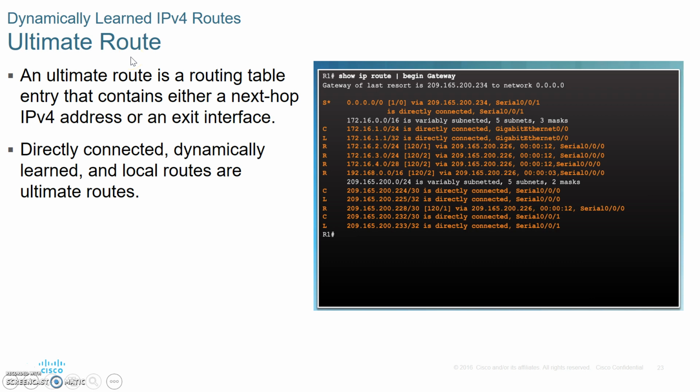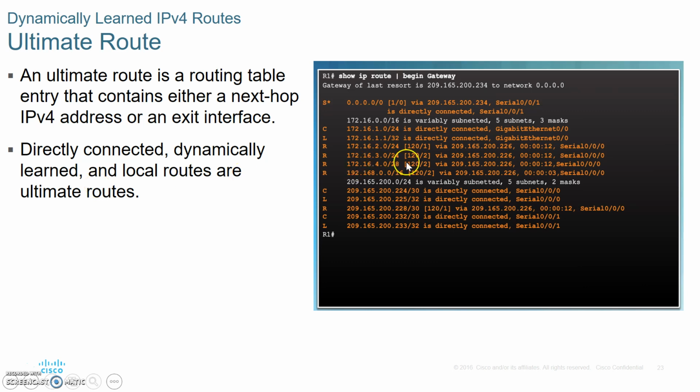The ultimate route is a routing table entry that contains a next hop IP address or an exit interface. Looking at this routing table, all those that are highlighted are ultimate routes because they either have an exit interface or a next hop. So directly connected networks, dynamically learned routes, and local routes are all ultimate routes.